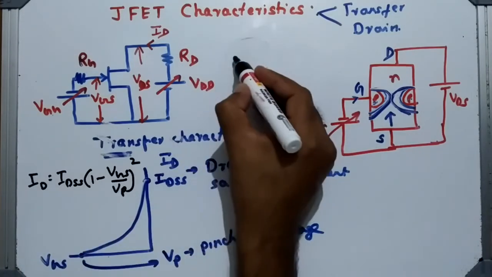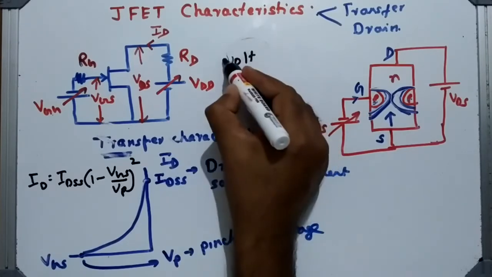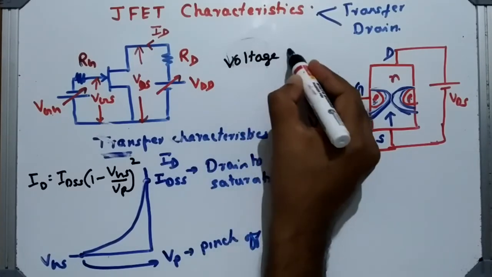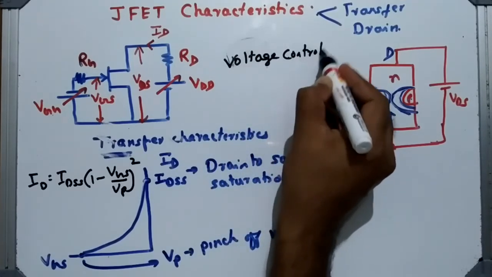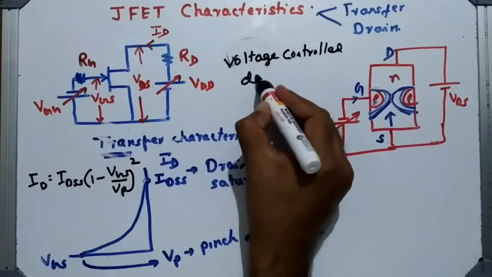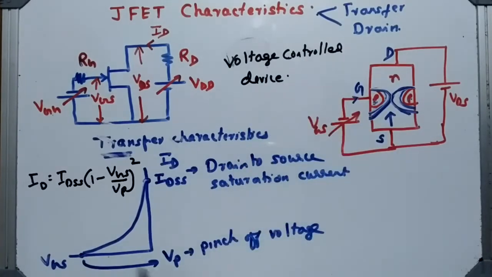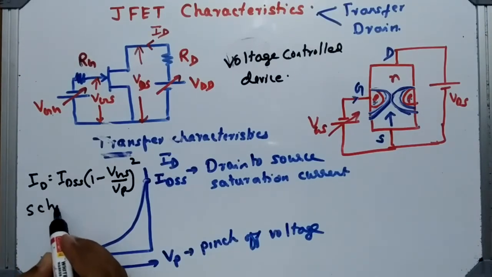Therefore, JFET is called a voltage controlled device, because the output current is controlled by the input voltage. And this equation is called Shockley's equation.